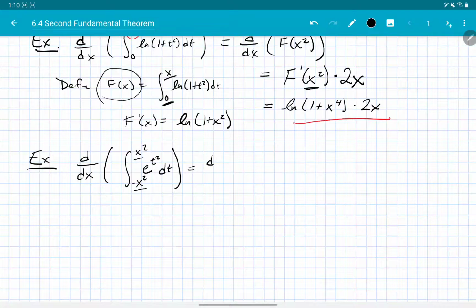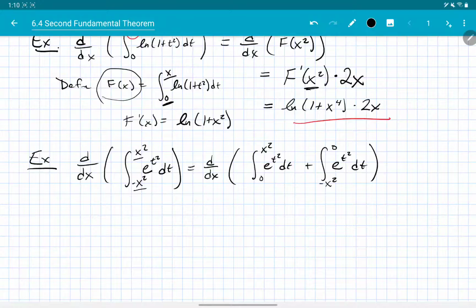The first thing we're going to do is break it into an integral from 0 to x squared, and then negative x squared to 0. Why am I doing this? Because I cannot apply the fundamental theorem unless I have a constant as one of the limits of integration. Now I'm going to rewrite this: the integral from 0 to x squared of e to the t squared dt, minus the integral from 0 to negative x squared of e to the t squared dt.